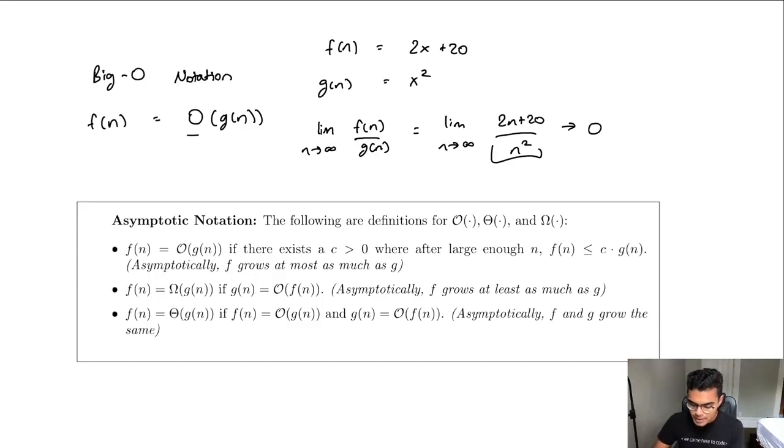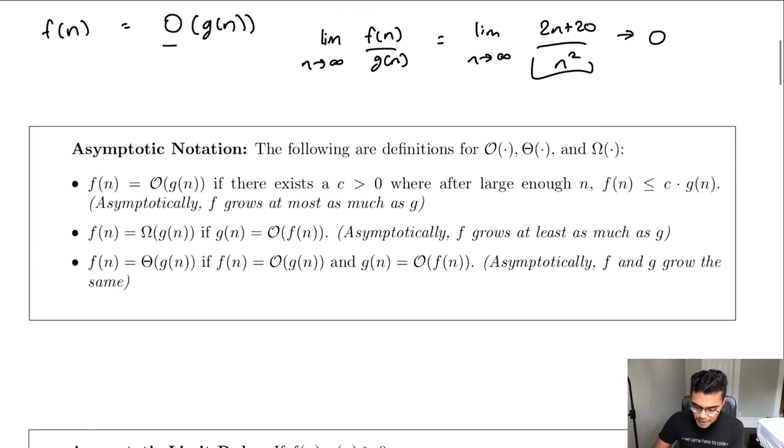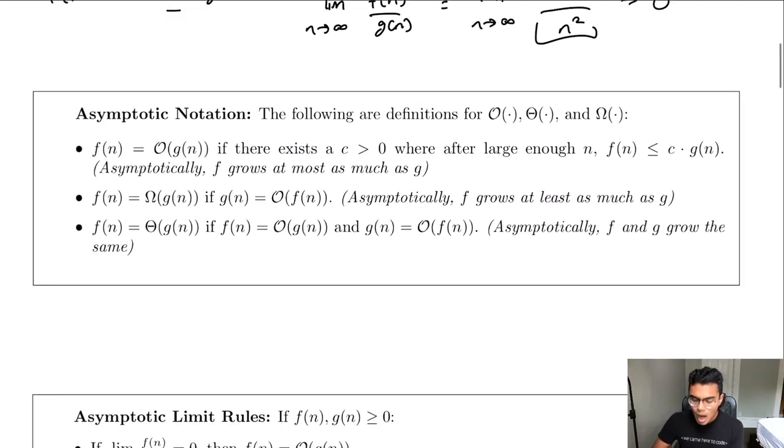By taking the limit of f of n over g of n, we can come up with three key cases: big O, theta, and omega. Big O states that asymptotically, f grows at most as much as g. So when you're trying to state the upper bound of the runtime of a function, you use big O.